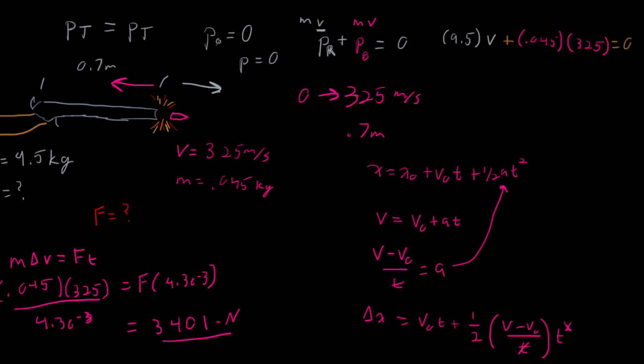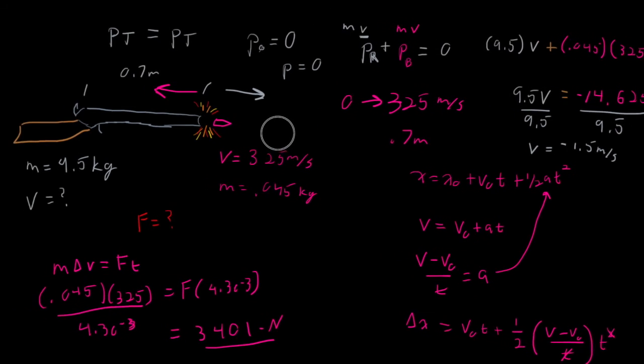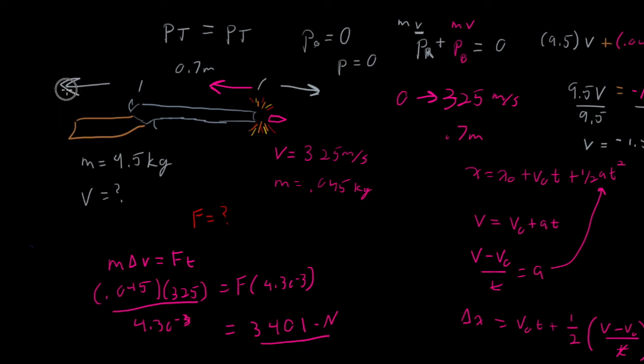Let's calculate that. If I take my momentum and move it to the other side, then I'm going to have negative 14.625 being equal to 9.5 v. So I can divide both sides by 9.5, and I'll have the velocity of my rifle. When I figure that out, my velocity is negative 1.5 meters per second. Now that should make sense. It should be negative because the rifle is going to be moving in the opposite direction of the bullet. So there we go. There's our first momentum problem.